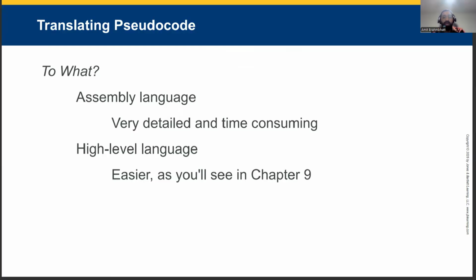Assembly translation is very detailed and time-consuming, requiring careful control over memory and instructions. High-level languages make this process easier by providing abstractions like variables, loops, and conditionals. This slide emphasizes that while pseudocode is informal, it's incredibly valuable because it gives you a blueprint for implementing a correct solution in any programming language.